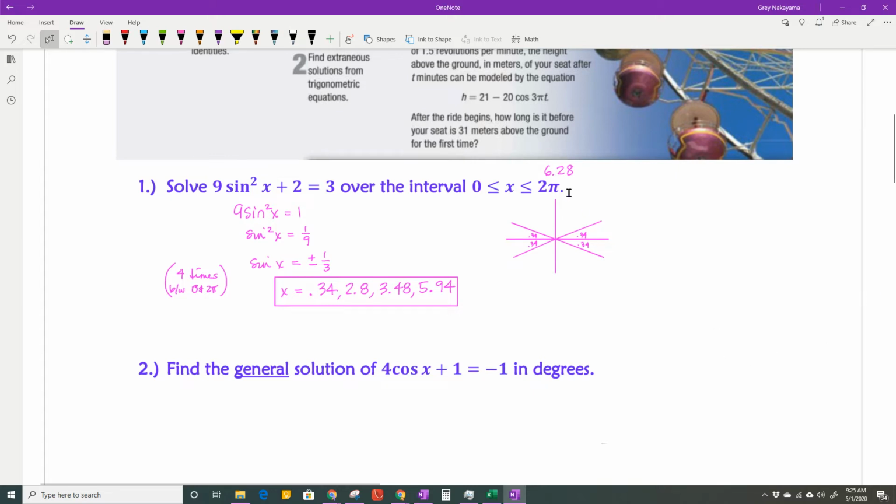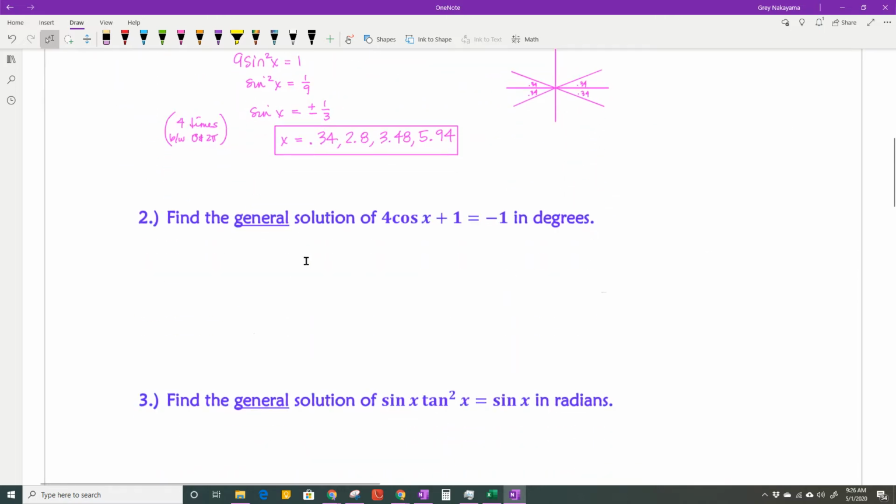Okay, now those are specific answers between only that interval. All right, this next problem says find the general solution. This is kind of remembering from your graphing. When I graph the cosine, y'all, it's going up and down and up and down forever and ever. So we're going to figure out how to write all of those solutions for this particular problem.